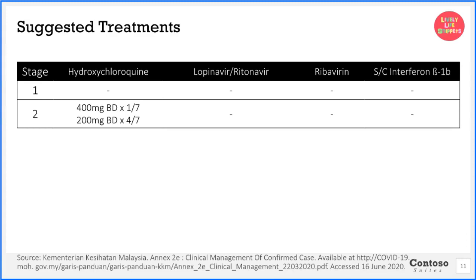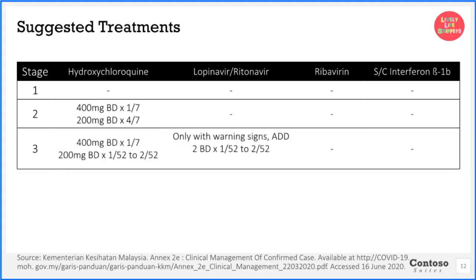If the patient cannot tolerate hydroxychloroquine, chloroquine phosphate 500 mg twice daily can be given. Chloroquine phosphate 500 mg contains 300 mg chloroquine base. If the patient is symptomatic and has pneumonia at the same time, the length of treatment can be lengthened to 1 week and up to 2 weeks. Only if the patient has warning signs, lopinavir and ritonavir, or brand name Kaletra, can be added. The suggested dose is 2 tabs twice daily for 1 week and up to 2 weeks.